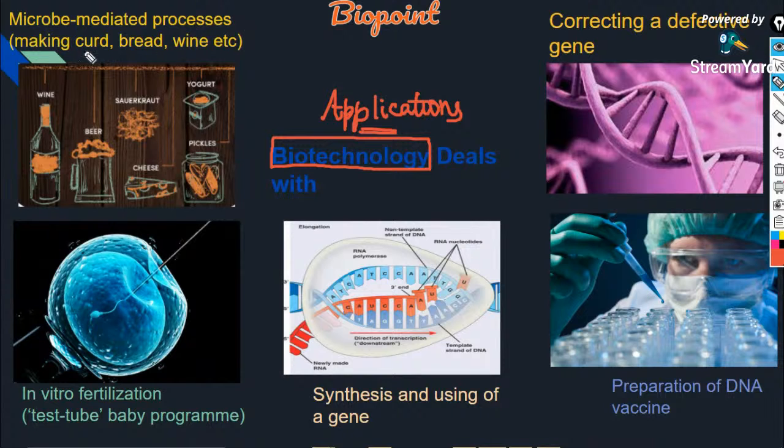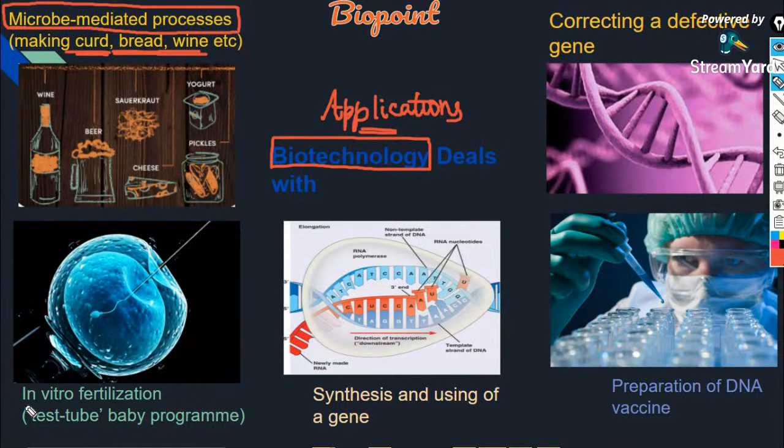Number 1, they are used for making curd, bread, wine, etc. That is, microbe mediated processes. Absolutely, Calvin. We are discussing the uses of biotechnology. You have to have a clear idea about where biotechnology finds its application, or where we can use biotechnological methods. They can be used for making different products like wine, beer, cheese, yogurt, pickles, curd, and bread. All these things are applications of biotechnology.